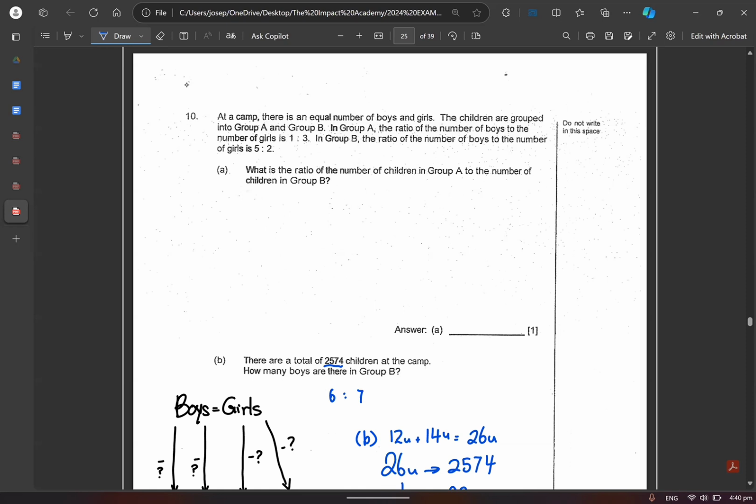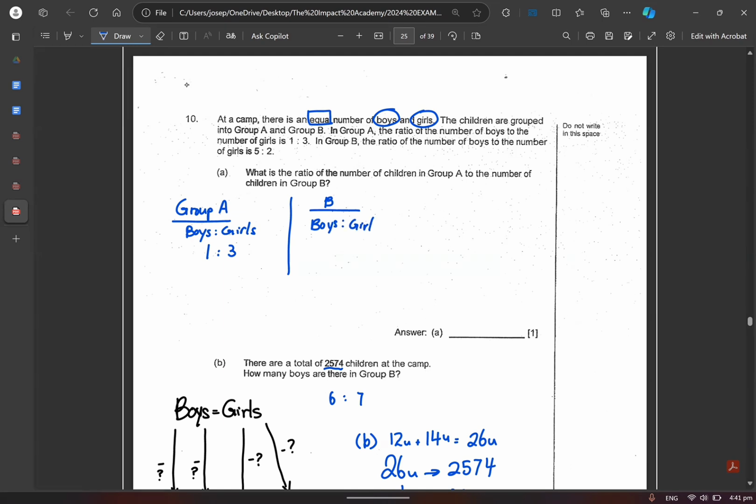So as you can see over here, first thing first, we know that the boys and girls are equal, correct? So that means they both have to be the same, in terms of denominator and numerator, all has to be the same, correct? And what happens is that in group A itself, we have two types. One is called boys, another one is called girls. Agree so far? 1:3. For group B, boys to girls, it's what? 5:2. True?